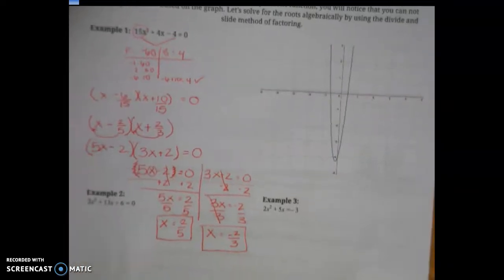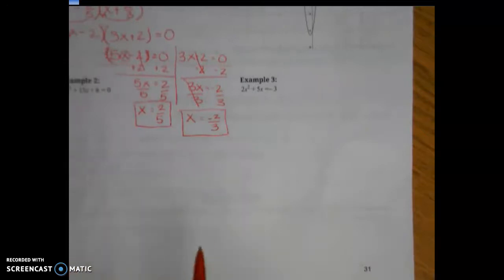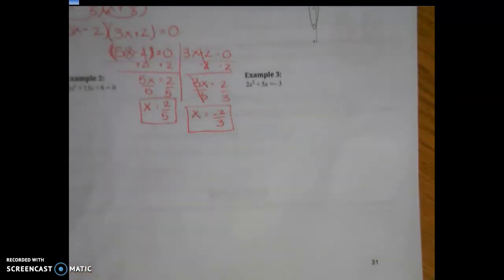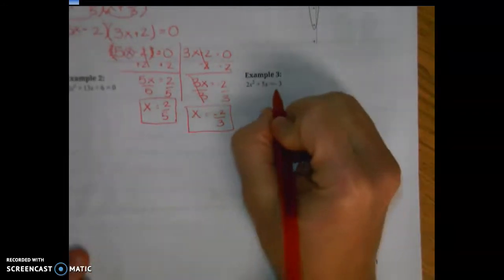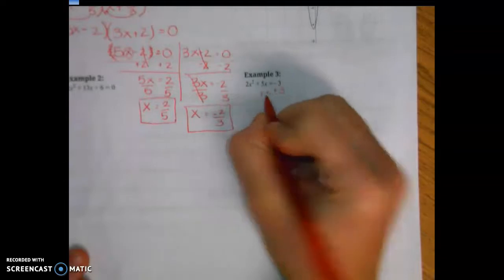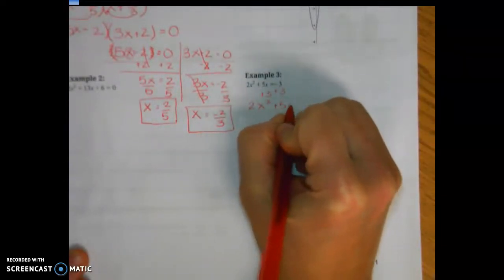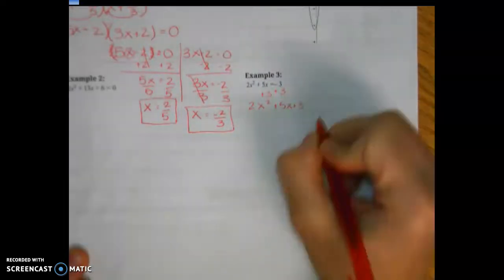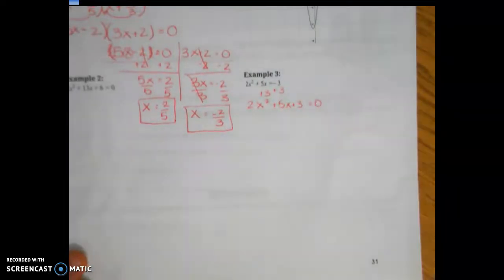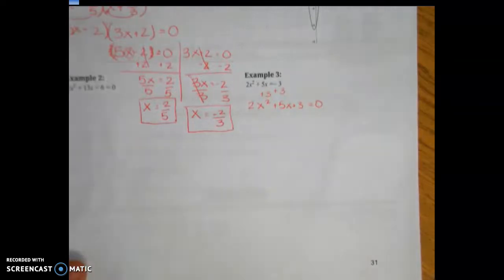Number 2 is very similar, so I'm going to skip down to number 3 because the equation is not set equal to 0. So before I start factoring, I want to get this to say equals 0. Okay, hopefully you remember from the previous lessons that you would add 3 to both sides, and I would have 2x squared plus 5x plus 3 on the left, and then equals 0 on the right. So now I can factor that left-hand side.